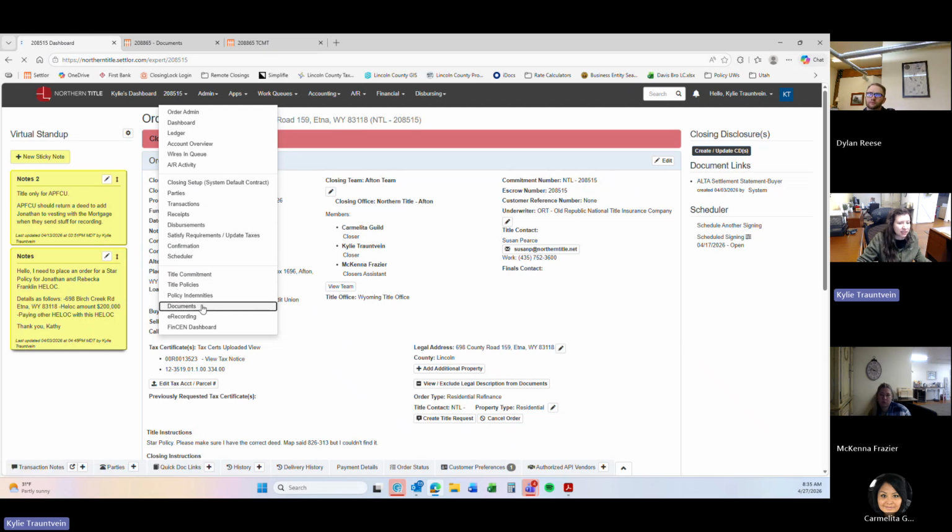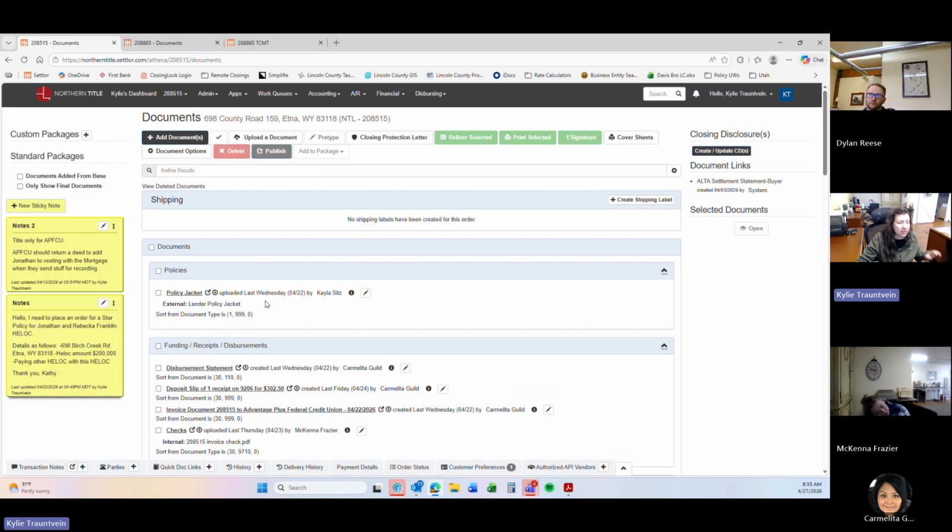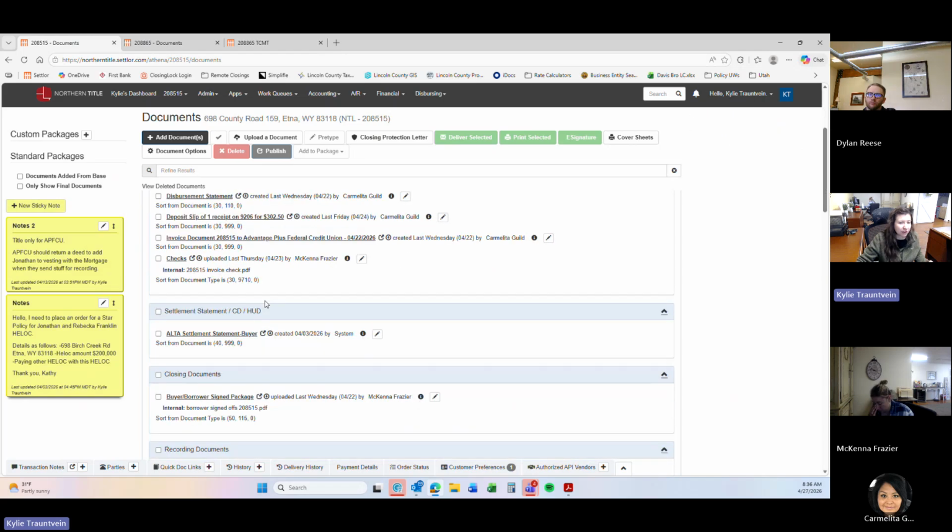So what a star policy is, it is a standard policy, but we have extra exceptions that our underwriters put on those policies to limit the coverage even a little bit more. And so they're kind of like a slimmed down version of a policy, and they're a little bit cheaper because of that. We really only offer them for lenders that are doing home equity lines of credit, and they want a junior policy, which we don't do junior policies.